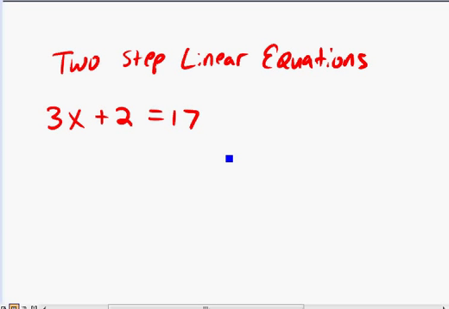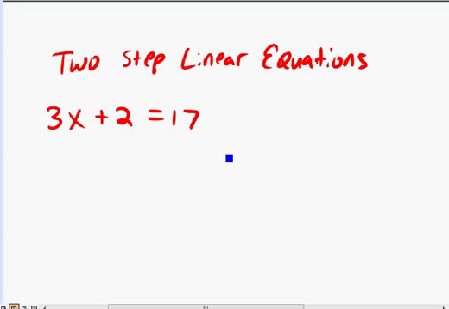Hey guys, so let's take a look at two-step linear equations. What two-step means is we're going to use two mathematical operations before we get the answer. Once you're done with two steps, you get the hang of 3 steps, 4 steps, all the way to 100 steps. Okay, but let's look at two steps first.